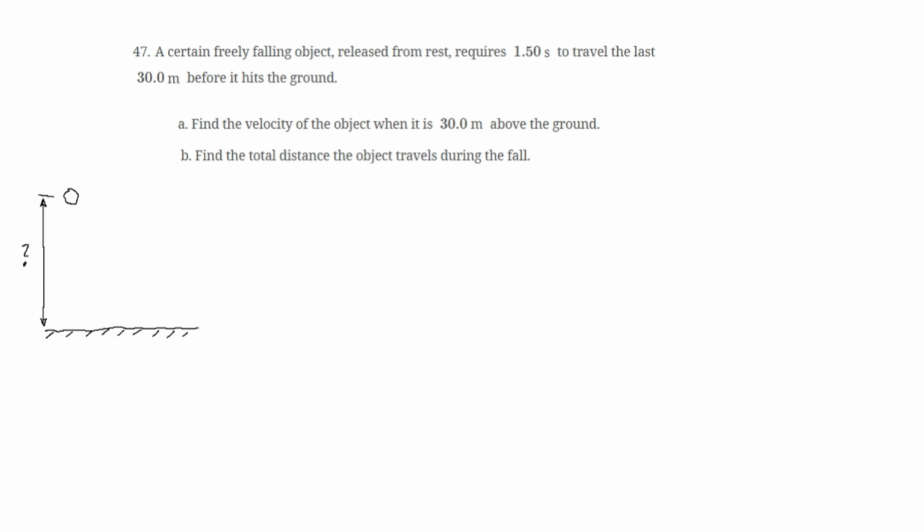Now, what I know is that at a certain point, the object was 30 meters above the ground. Which is just delta y or h. So this delta y is 30 meters. And we know also that the object spent a time of 1.50 seconds to travel these last 30 meters.